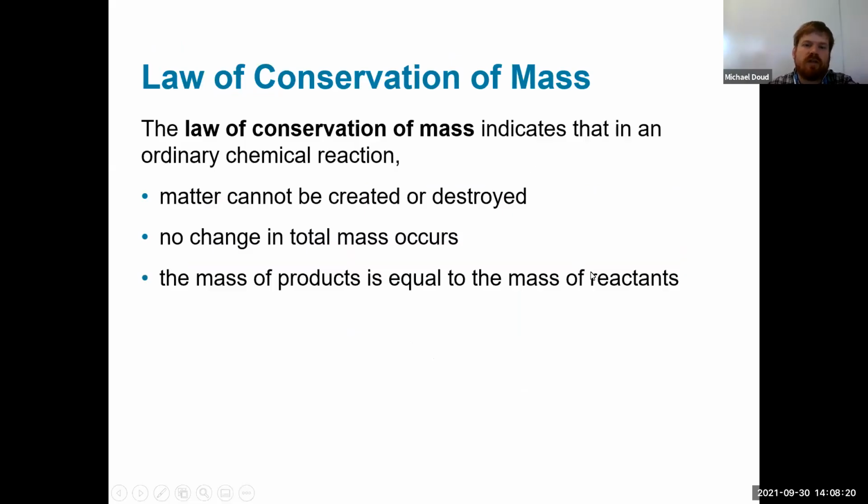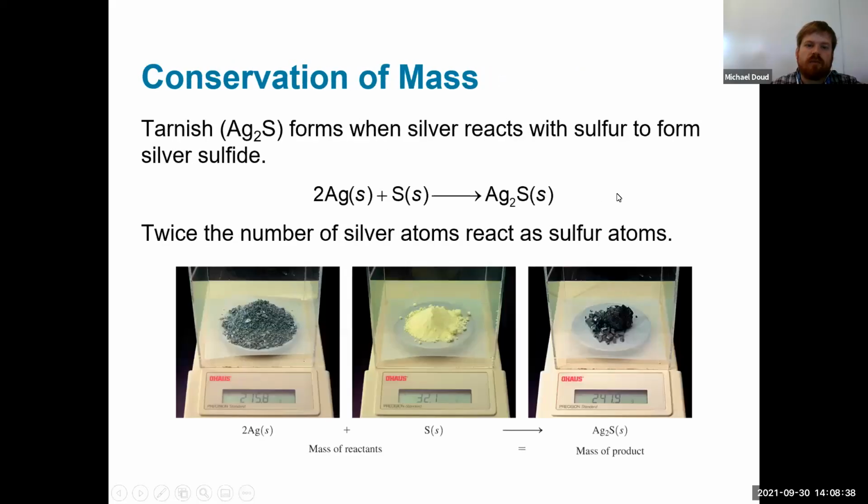So remember, the law of conservation of mass says that in an ordinary chemical reaction, that is to say, a non-nuclear reaction, so all the ones that we're going to talk about, matter is neither created nor destroyed. There's no change in total mass, and so the mass of the products is equal to the mass of the reactants. That's how we've said it before. In practical terms, what that means for chemistry is that you end up with the same number of moles of each type of atom in the reactants as in the products.